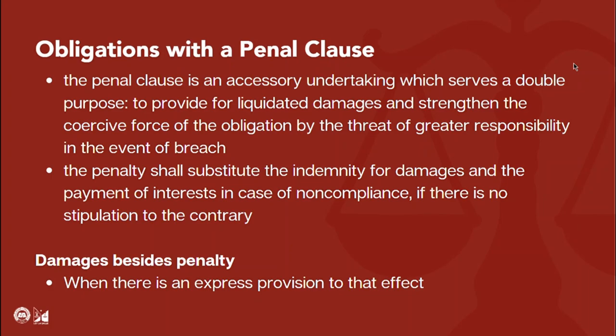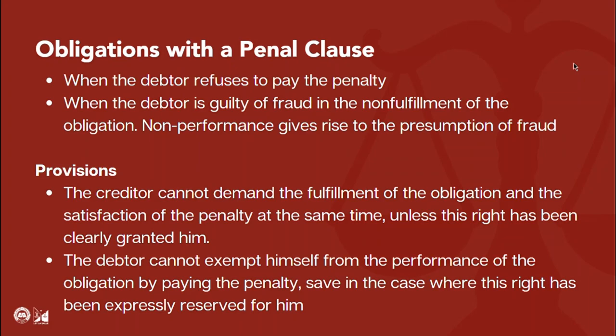Damages besides the penalty are allowed: first, when there is an express provision to that effect; when the debtor refuses to pay the penalty; and when the debtor is guilty of fraud in the non-fulfillment of the obligation. Non-performance gives rise to the presumption of fraud. The following are the provisions. The creditor cannot demand the fulfillment of the obligation and the satisfaction of the penalty at the same time, unless the right has been clearly granted to him, and the debtor cannot exempt himself from the performance of the obligation by paying the penalty, save in the case where this right has been expressly reserved for him.